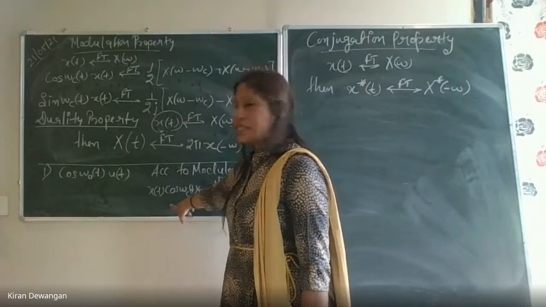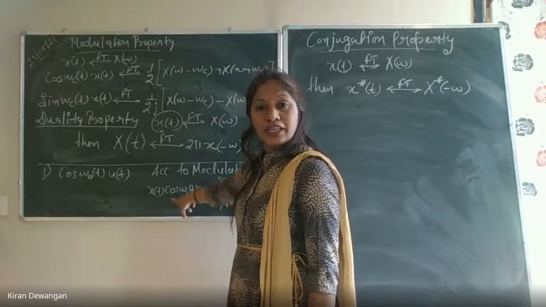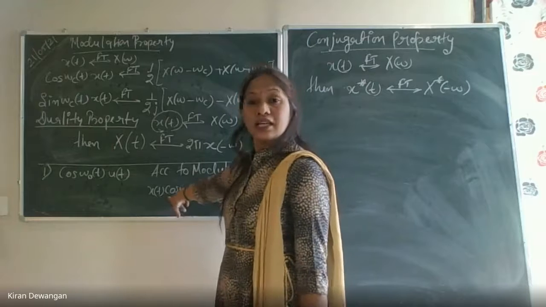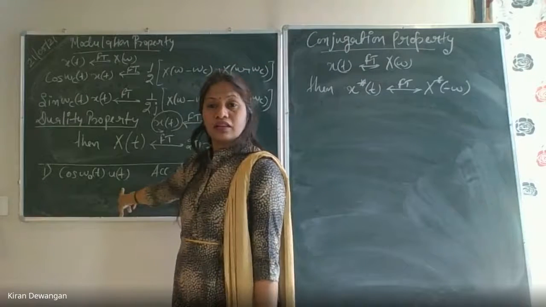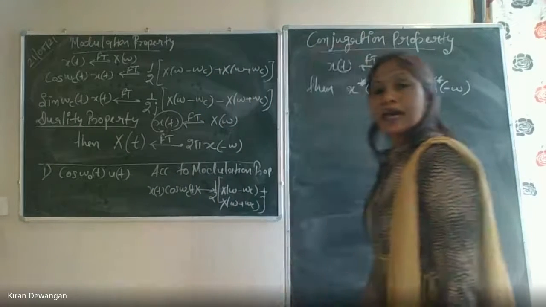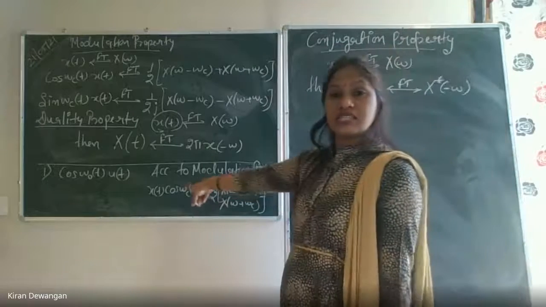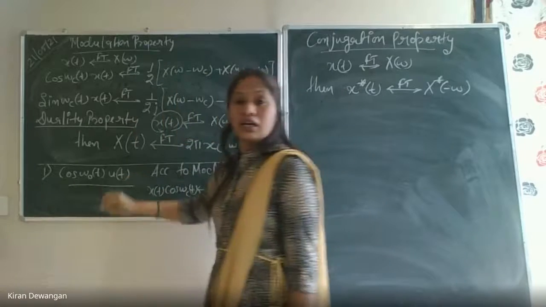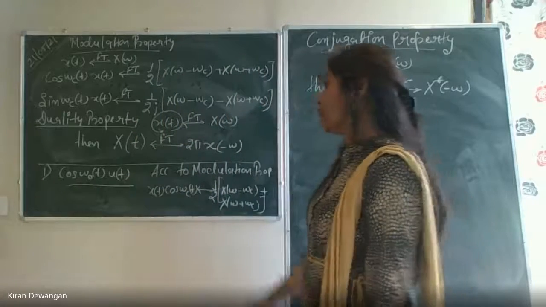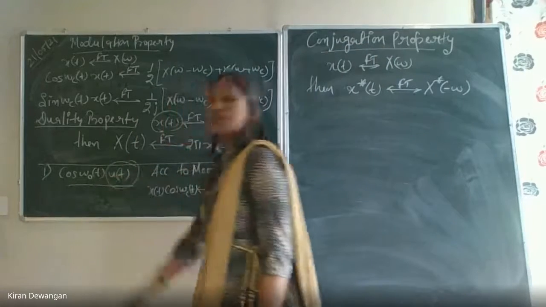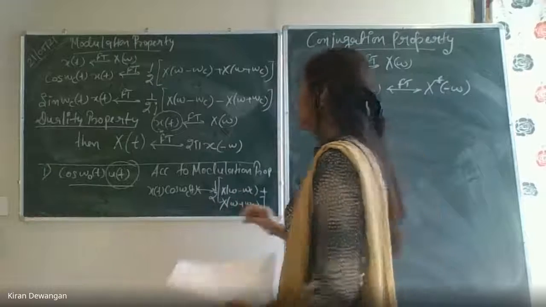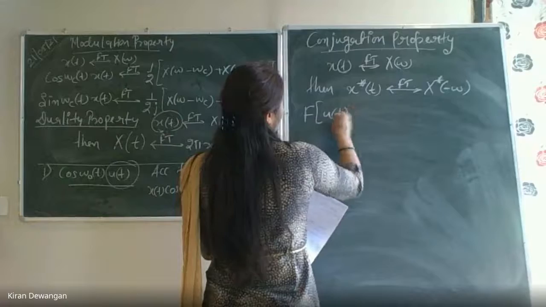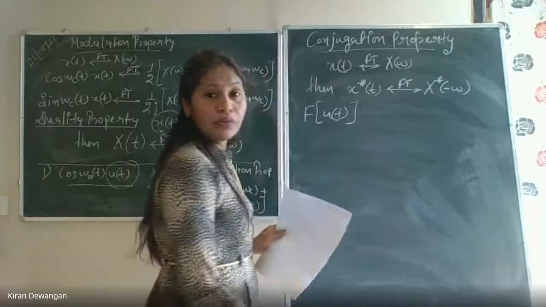What is my x(t), students? Are you just with me or not? What is the x(t) in my question? x(t) in our question is nothing but u of t. Just look at this question. x(t) is u of t. Here it is u of t. Okay, and we know what is the Fourier transform of u of t. That we have already done in the previous lecture.